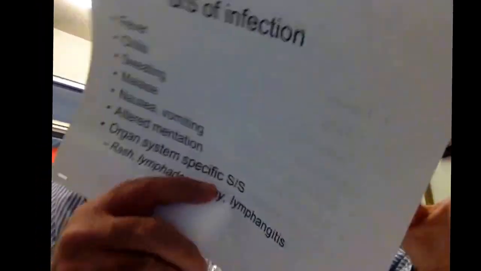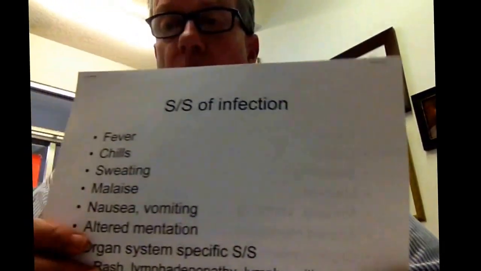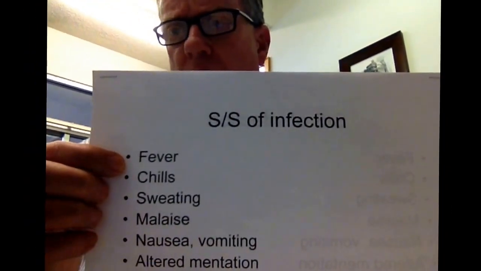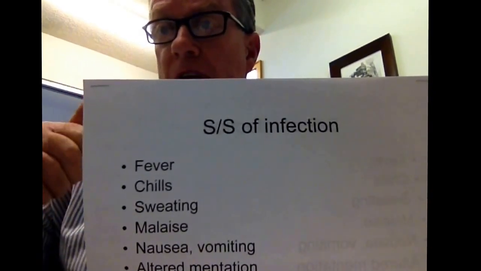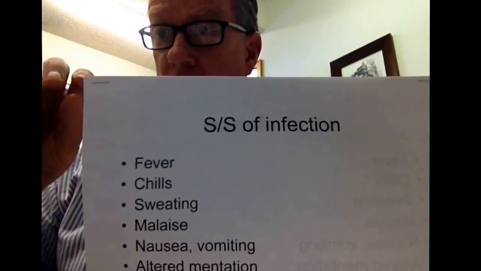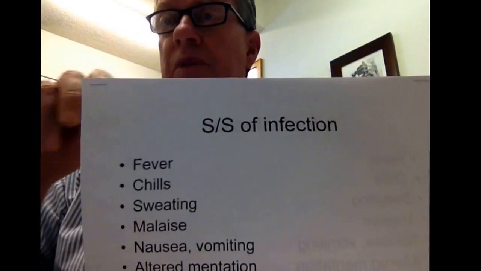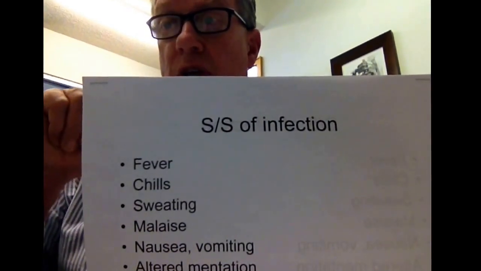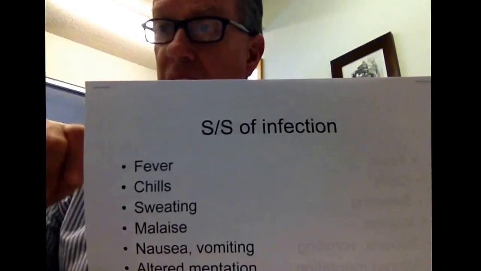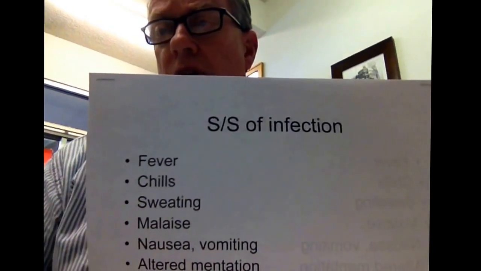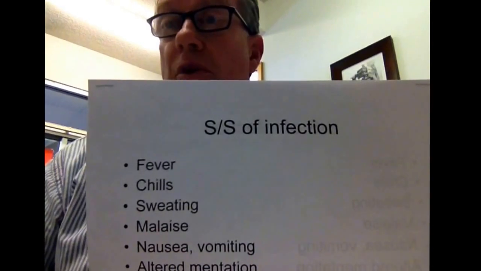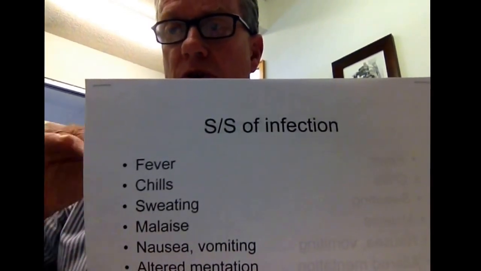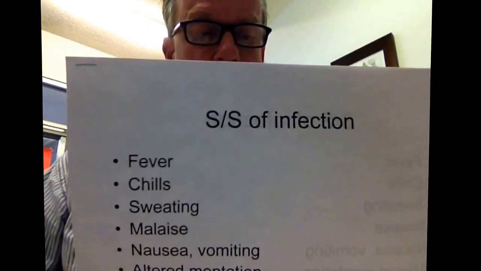Okay, signs and symptoms of infection include all of these things. The body's trying to fight off the infection by causing our temperature to come up. Heat is a defense mechanism. In our culture, we tend to want to get that temperature down, and sometimes that's counterproductive because the temperature is designed to fight the infection.